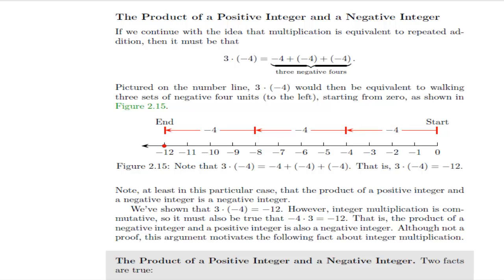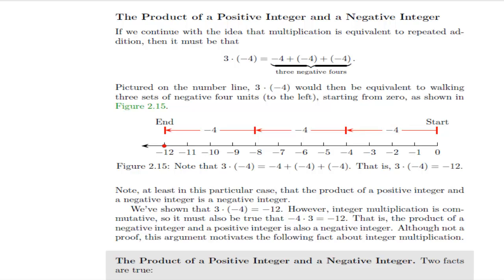If we continue with the idea that multiplication is equivalent to repeated addition, then it must be that 3 times a negative 4 equals a negative 4 plus a negative 4 plus a negative 4. So the sum of 3 negative 4s. Pictured on the number line, positive 3 times negative 4 would then be equivalent to walking 3 sets of negative 4 units to the left starting from 0, as shown in figure 2.15. Note, at least in this particular case, that the product of a positive integer and a negative integer is a negative integer. We have shown that 3 times negative 4 equals negative 12.